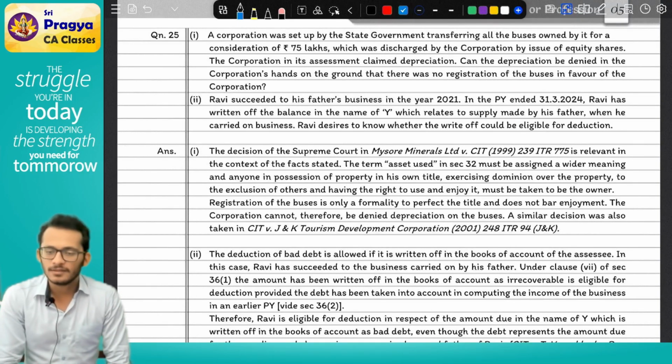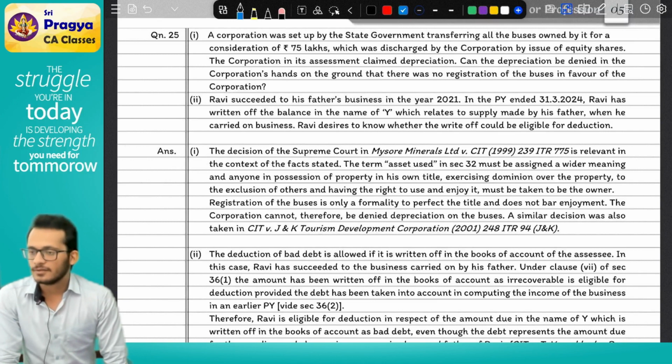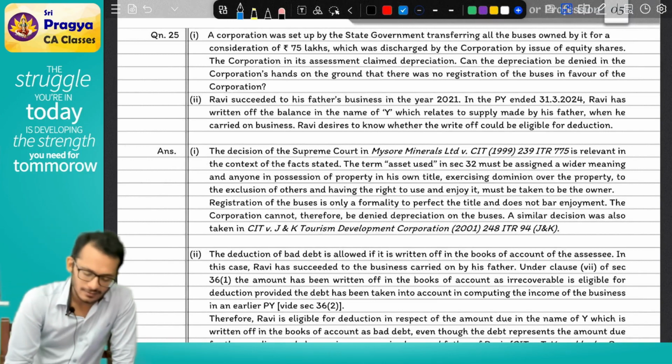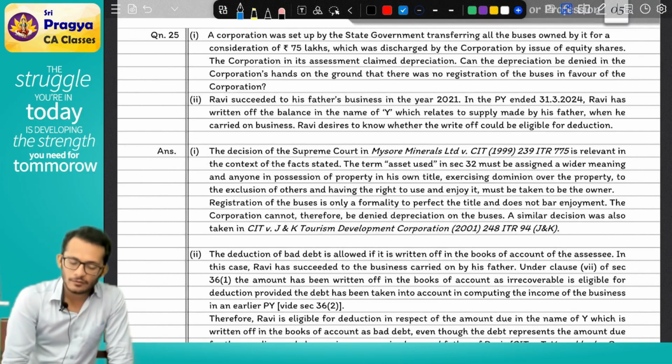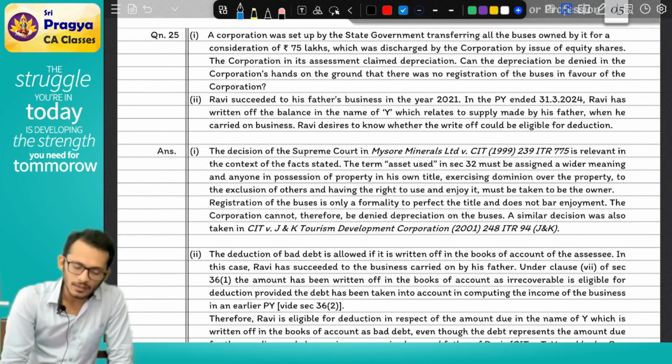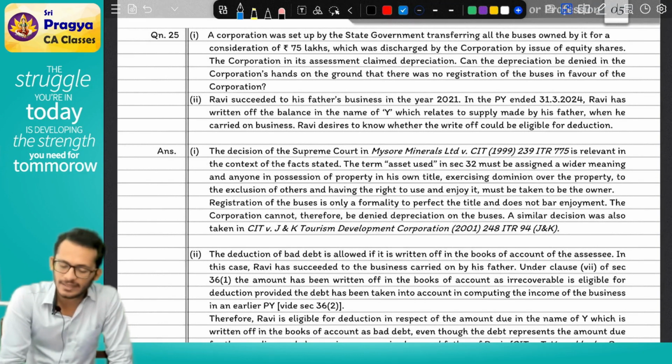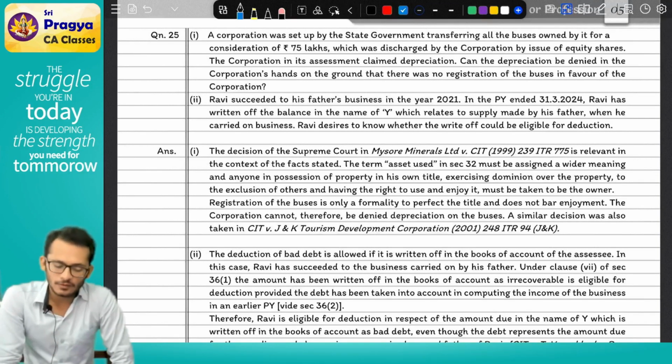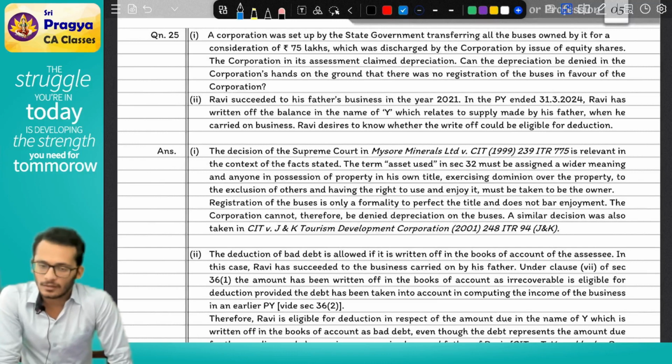Can you claim depreciation, Rahul? Yes, you can claim depreciation. The decision of the Supreme Court in the case of Mysore Minerals is relevant in the context of the facts stated. The term asset used in section 32 must be assigned a wider meaning, and anyone in possession of the property in his own title exercising dominion over the property to the exclusion of others and having the right to use and enjoy it must be taken as the owner.